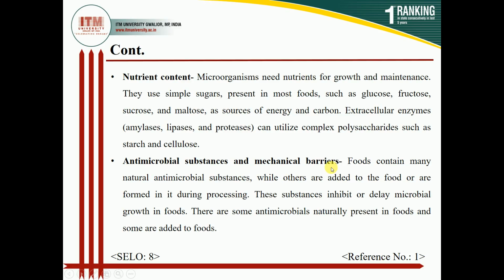Antimicrobial substances and mechanical barriers. It means that there are some barriers that can protect the food products from damage and spoilage, and antimicrobial substances means some biological structures that can also inhibit the growth of the microorganisms. So the foods contain many natural antimicrobial substances, while others are added to the food or are formed in it during processing.